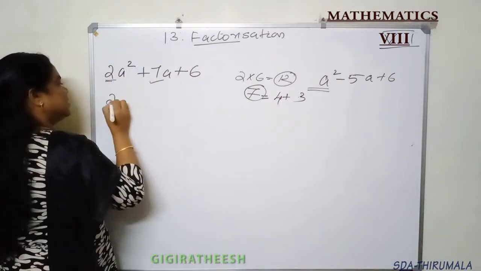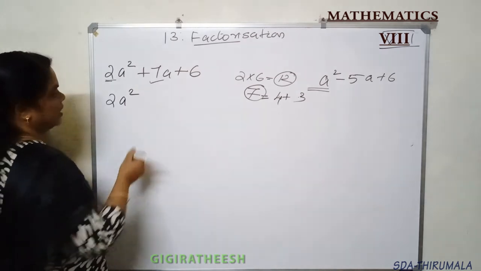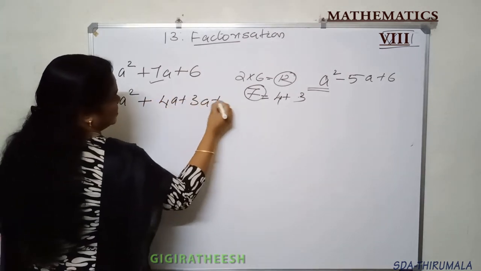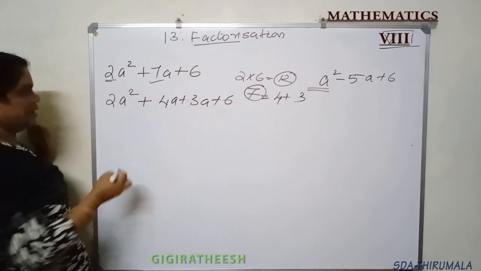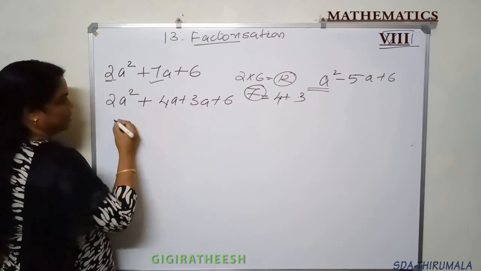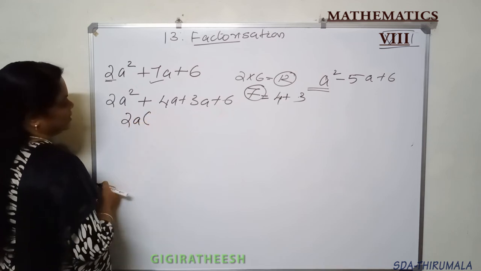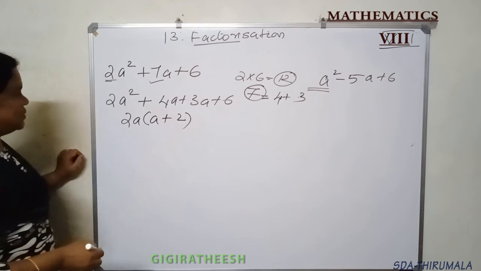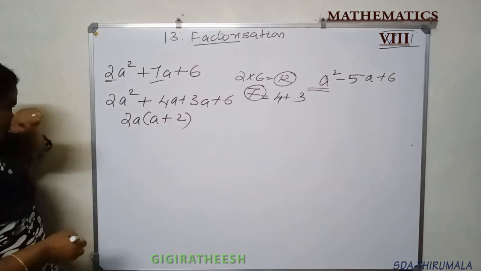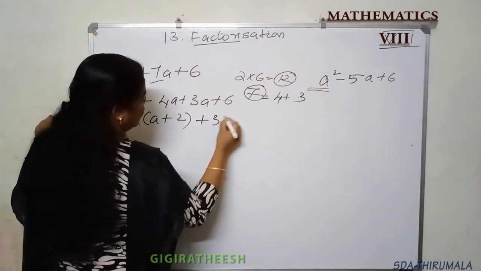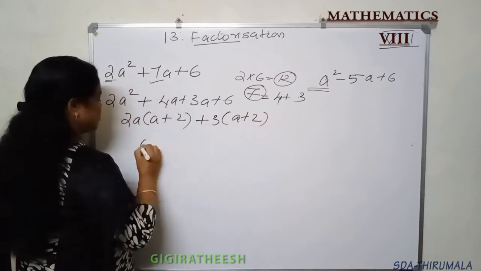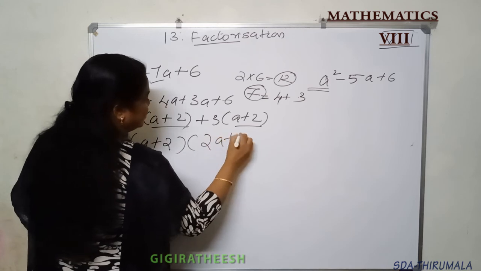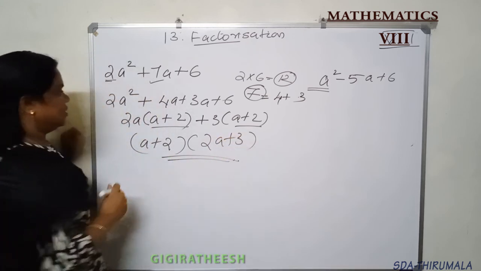So that is 2a square plus, splitting the middle term, 4a plus 3a plus 6 itself. Here 2a is common, and just a is left. So 2a square plus 4a. After that, 3 is common here, and then a plus 2, and a plus 2 is common. Take a plus 2 outside, and then 2a plus 3. These are the two factors of this expression.